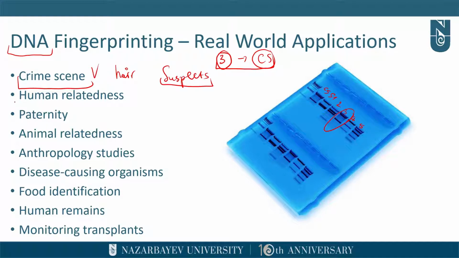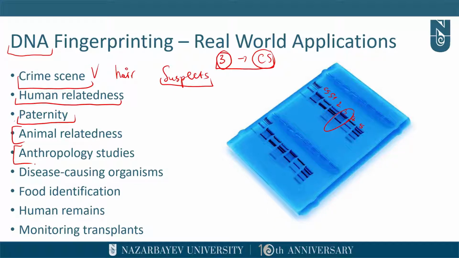So what else could we do? We could study the relatedness of humans, and let's say that some people want to identify the father of the child, so identification of paternity. The same goes for animal relatedness. Also the analysis of DNA samples from distant ages.